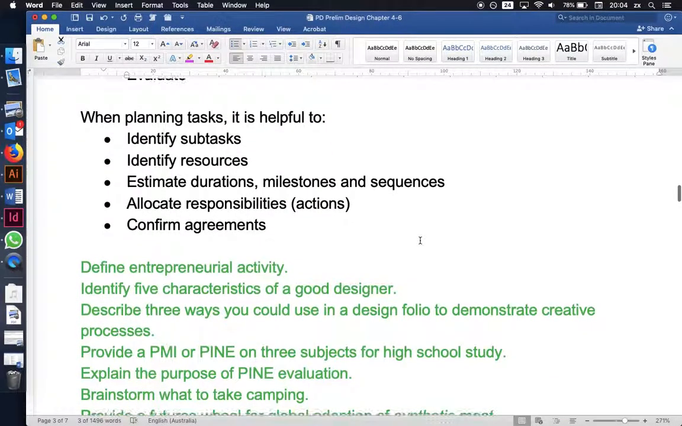When we're planning our tasks, it's important to identify subtasks. There's a phrase: how do you eat an elephant? One bite at a time. The idea is that no matter how impossible the task might seem, if we break it down into small steps, we will eventually be able to get there.